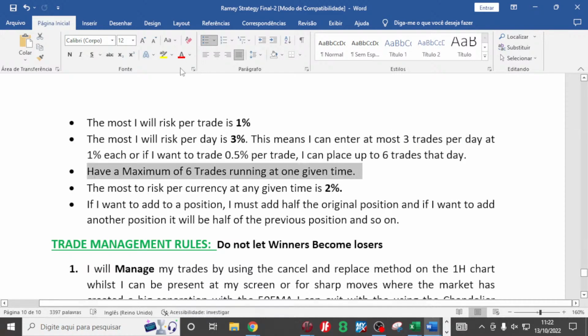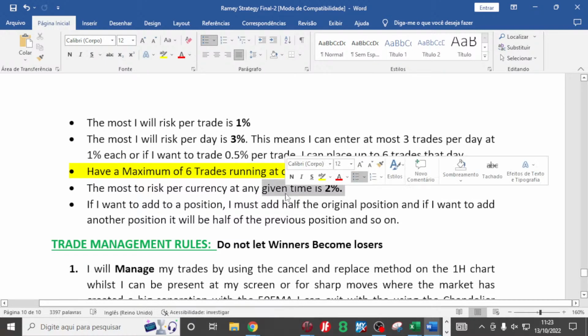This is a great rule in the beginning, everybody. When you are a beginner trader, maybe having 30 trades is too much for you. So start slow, have a maximum of 2 trades at one given time, 3 trades. No, this is not a rule, it's a suggestion. The most risk per currency at any given time is 2%. Okay, so this is here, it's about correlation.